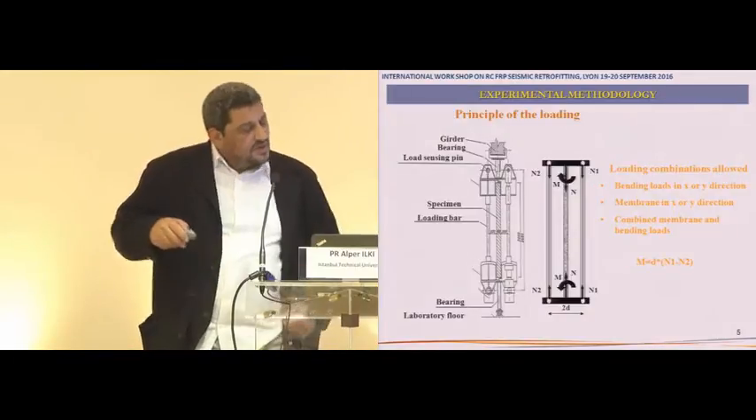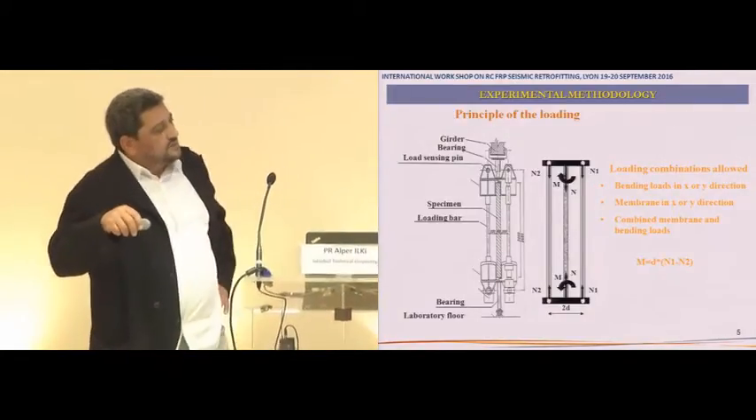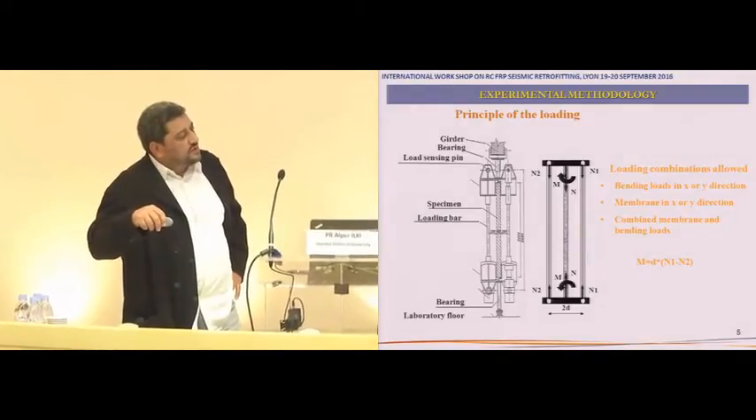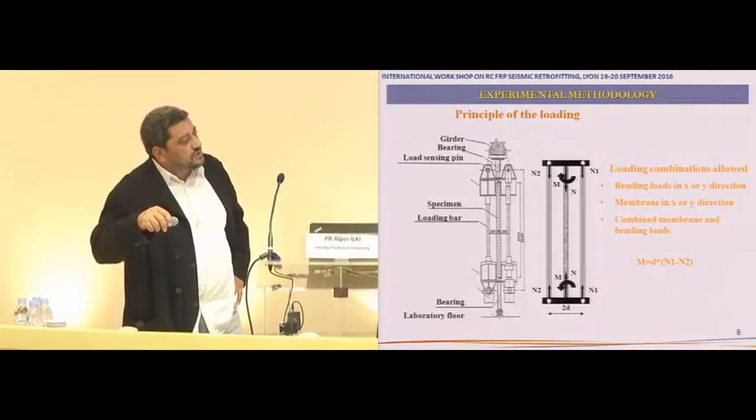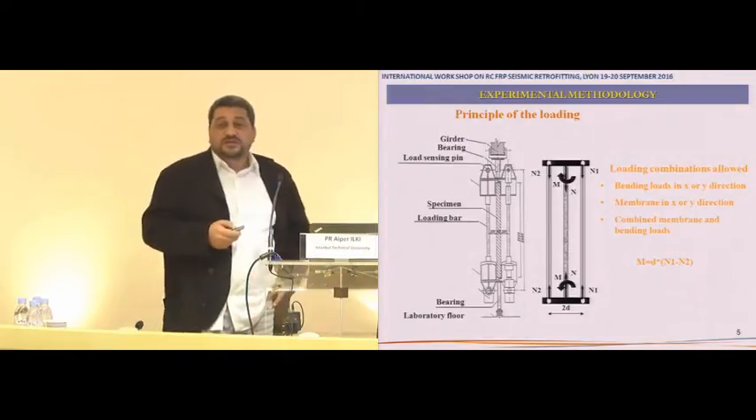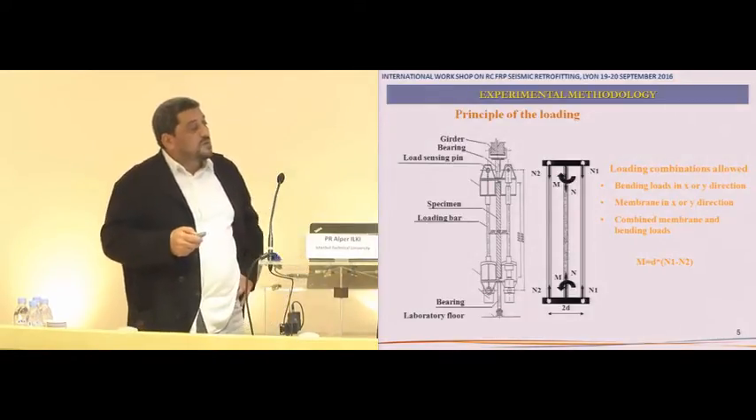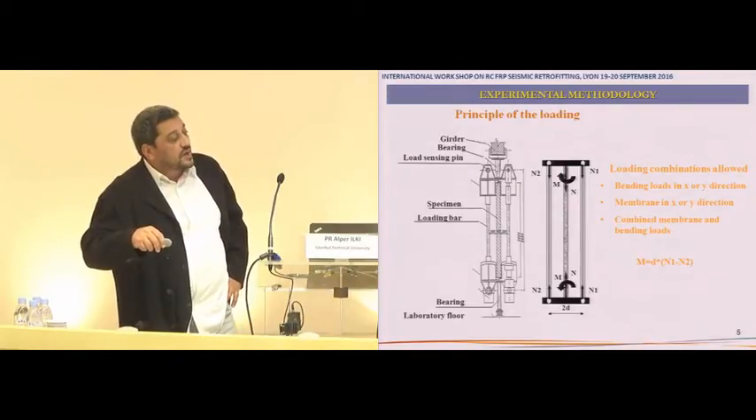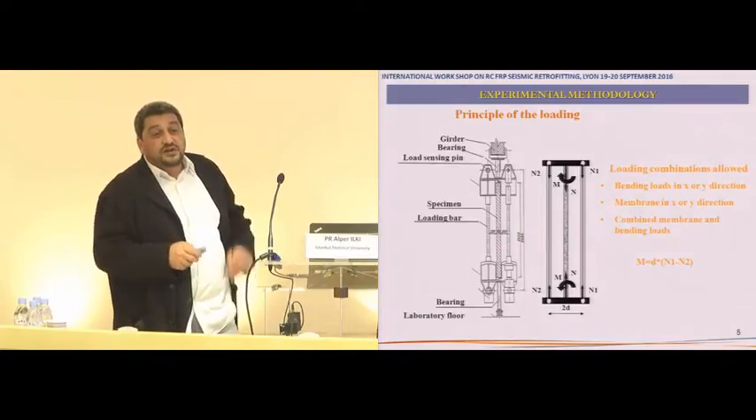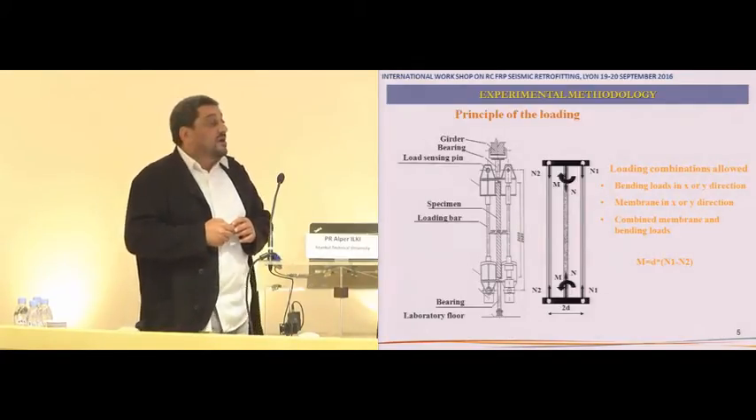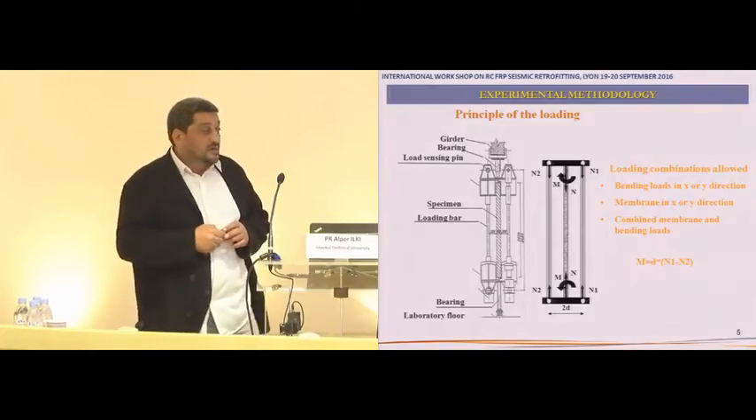How does it work? This view can show you how we can obtain membrane and bending load. This part is fixed to the concrete slab, and in this part we have 2 hydraulic jacks. So each one can apply one load. If N1 equals N2, it means that we have only membrane load. But if N1 is opposite to N2, we have a bending moment. And if there is a gap between the two loadings, we have a combination of membrane and bending moment.